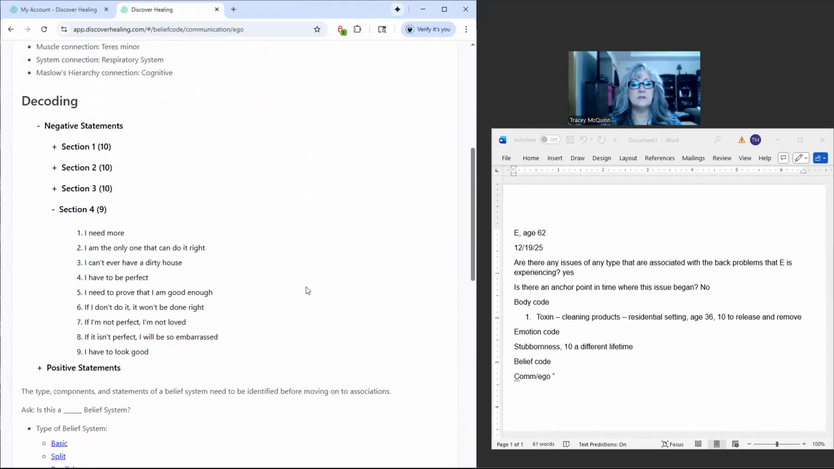Is it an even? Is it 2? Is it 4? Is it 6? If I don't do it, it won't be done right. Is that 3 to release, 10 to release? Is that an inherited belief? So is it from this lifetime? It is from this lifetime.